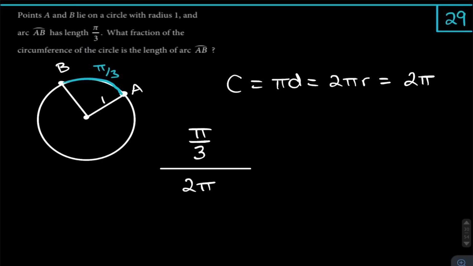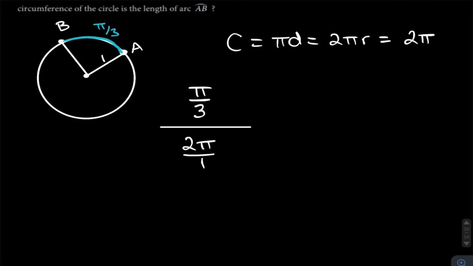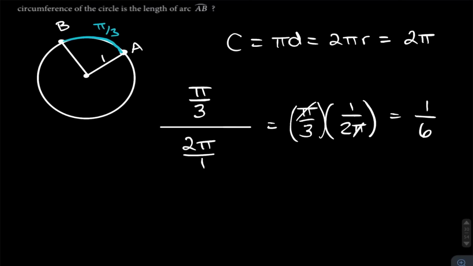Well, this is just dividing two fractions, right? It's 2 pi over 1 is how you can think of it. And so you could say keep, change, flip, or whatever y'all say now. I think we said stay, change, flip. But you're going to flip this guy and put it up in the numerator, right? And so this is equal to pi over 3 times 1 over 2 pi. The pi's cancel, and you're left with 1 over 6.